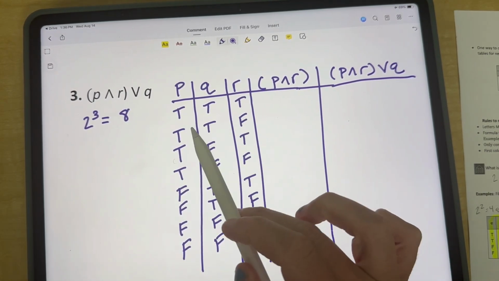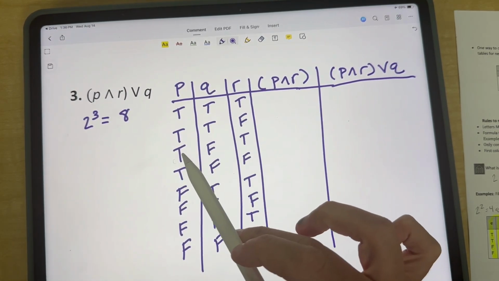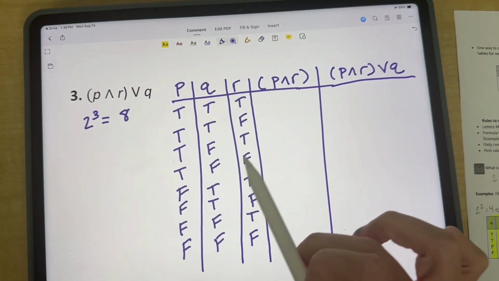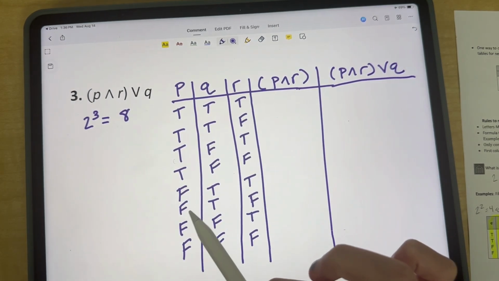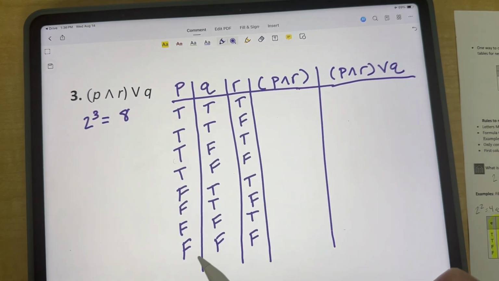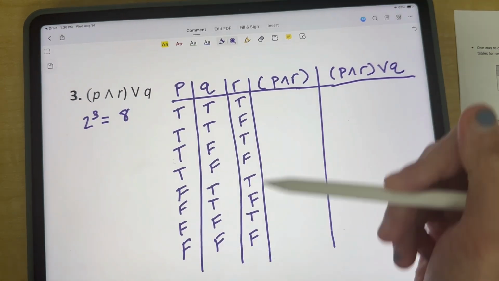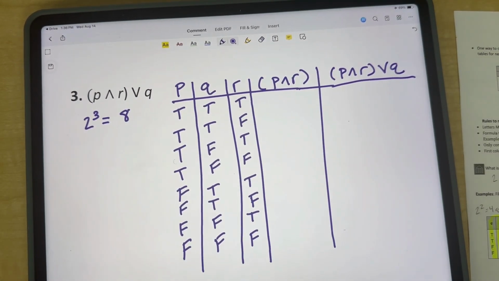You're going to have all true, the first 2 true, then false, and so on through all the combinations, ending with all false. That's all the options. That's why we're organizing it in a truth table, because that's so many options.